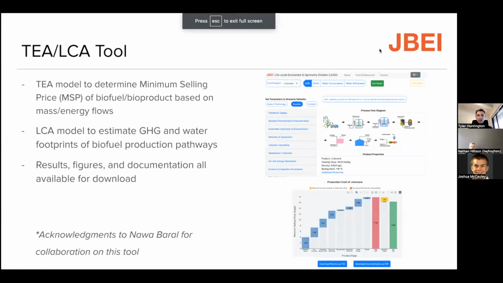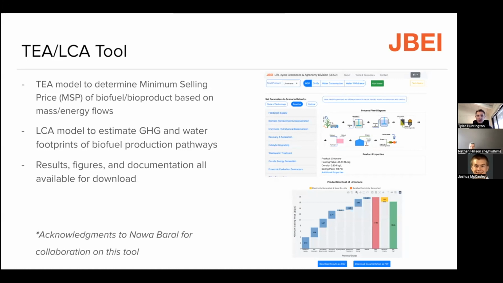I made the jump into our TEA LCA tool, which seamlessly integrates with biociding at this point. So that's nice. And like I mentioned, the TEA is for the cost estimation side and gives you the minimum selling price that you basically need to market your fuel or product at in order to break even for a facility. And then the LCA gives you the greenhouse gas and water footprints of the pathway.